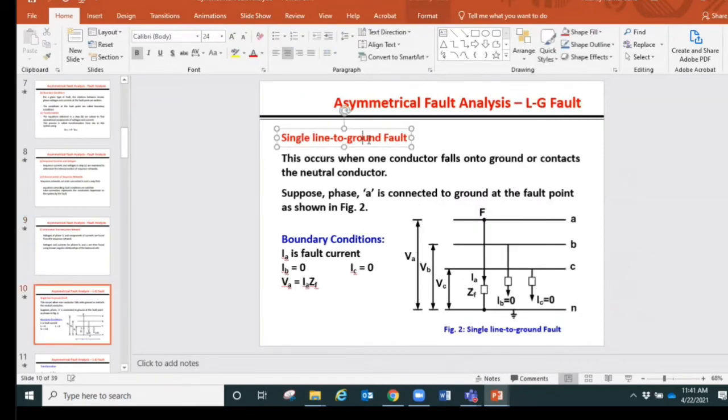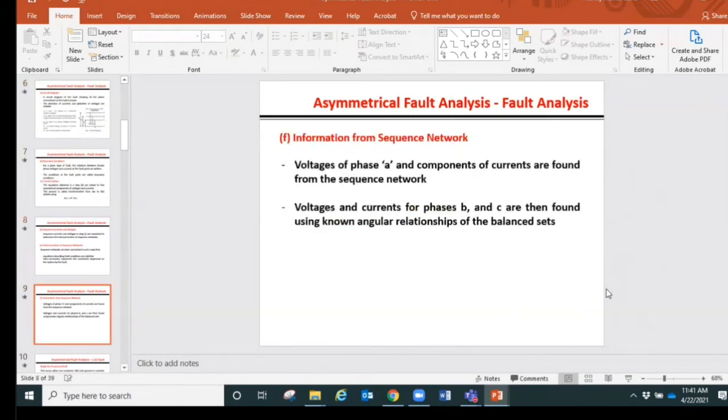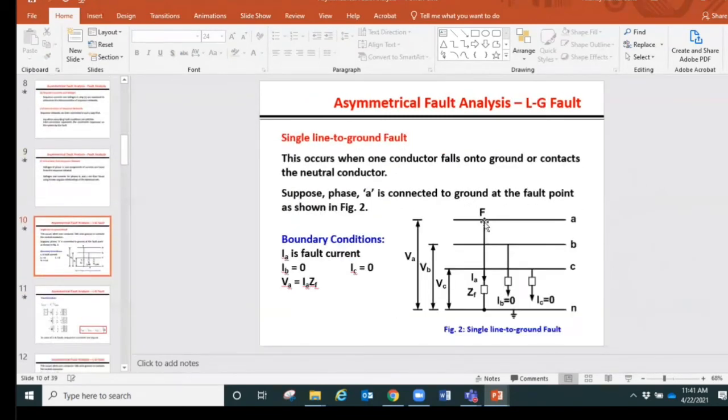So let's go to the first example, which is the single line to ground fault. So single line to ground fault, that diagram that I showed there is taken, and here I am showing a single phase is grounded, single line, the line or the phase A is grounded. This is the fault point. The fault point needs to be shown on the circuit diagram. So fault point is F and the current is IA.